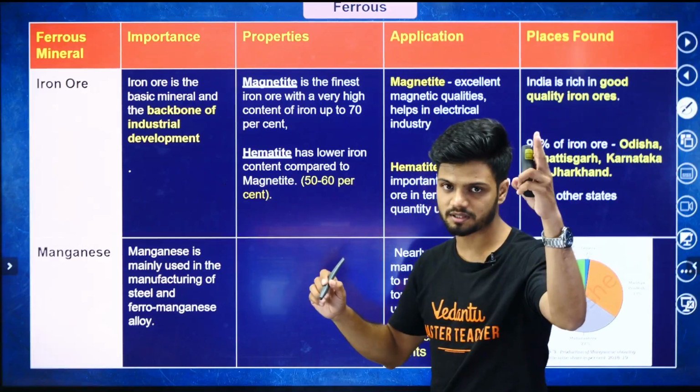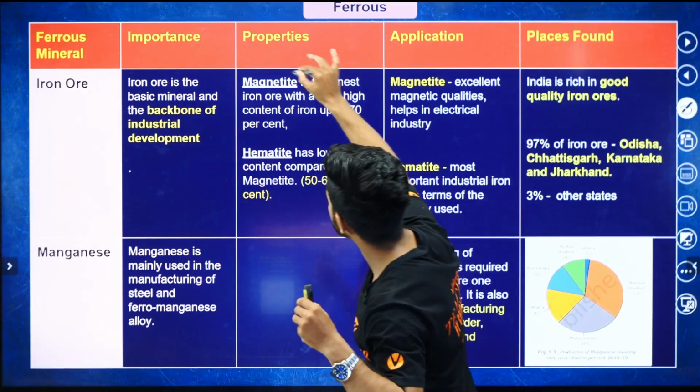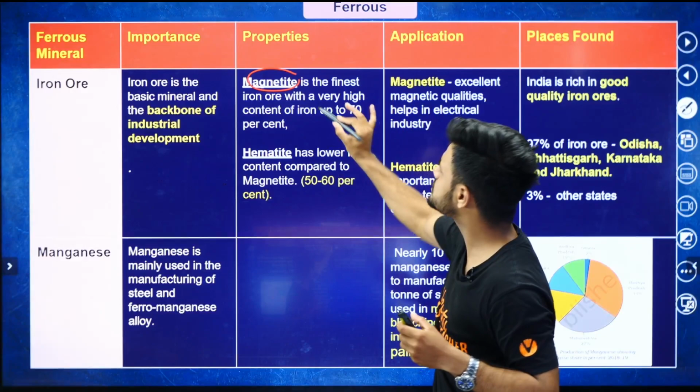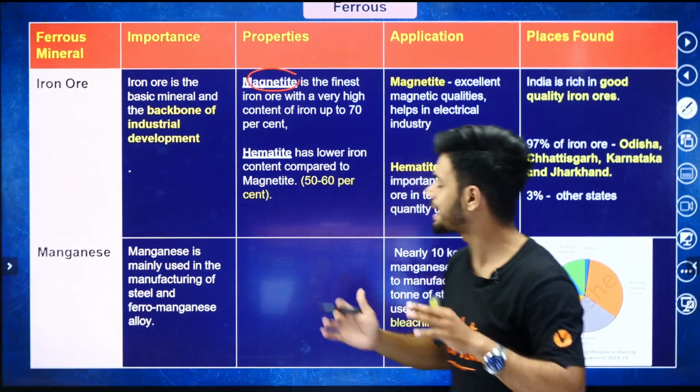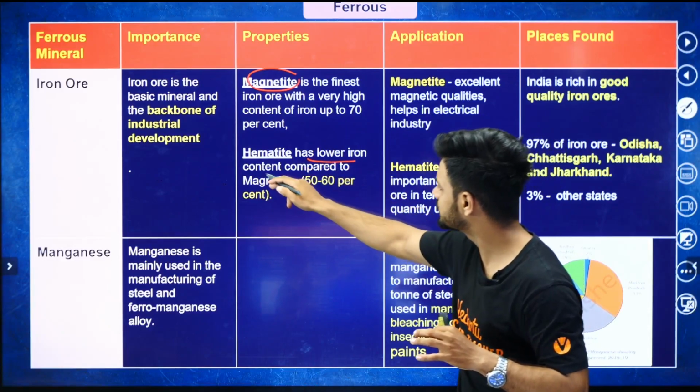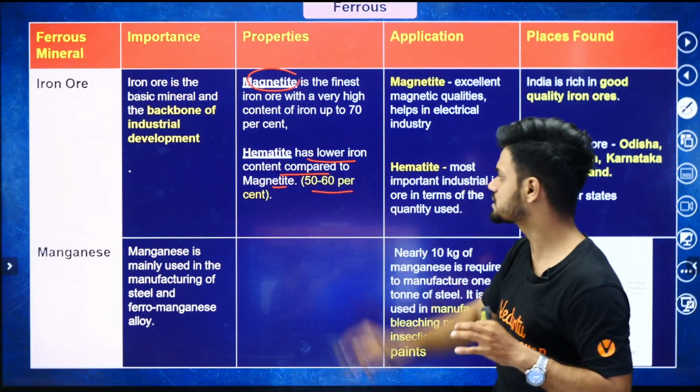There are two types. The first one is magnetite. This magnetite is the finest ore. It is extremely pure, up to 70%. Then we have hematite, which has lower iron content compared to magnetite, that is 50 to 60%.